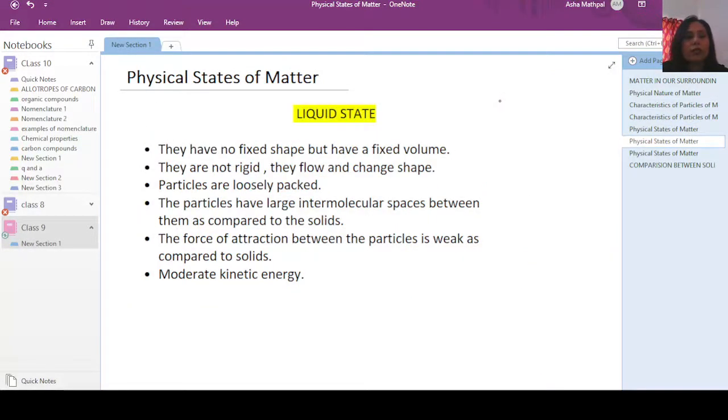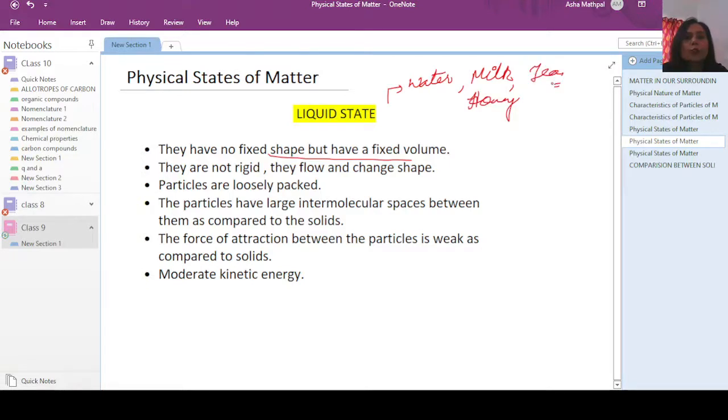In the liquid state of matter, they have got no fixed shape, but they have got a fixed volume. Now liquid state, common examples, if you see around us, you will say that it is water, one of the very common one. Then we are having the milk. Some of you can say tea, some of you can say honey is also there, right? So all these are water, cold drinks. All these are in liquid state.